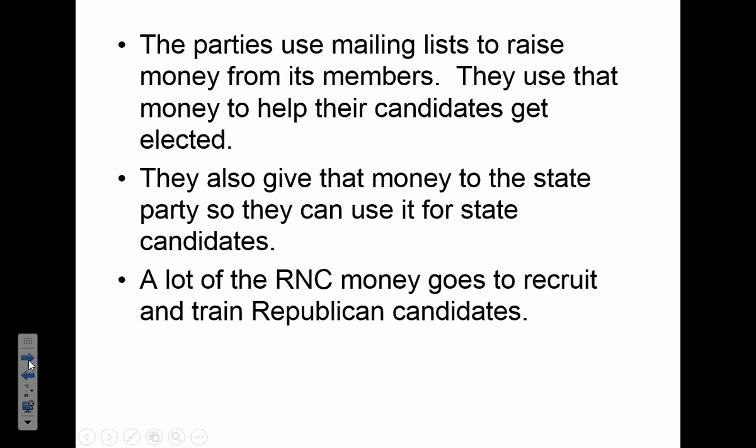This was according to your book. I don't know if I could confirm this or not. A lot of the RNC and DNC, the RNC is the Republican National Committee, the DNC is the Democratic National Committee, goes to recruit and train Republican candidates, into the recruitment portion. Who would be good? Who do we think would be good members of Congress?